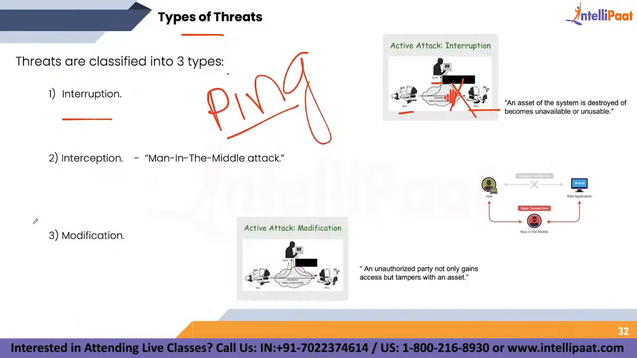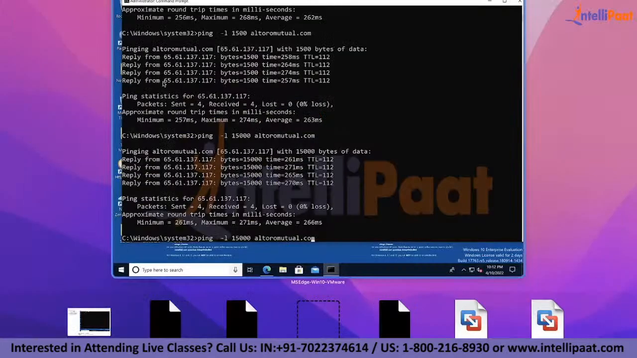So this is a kind of attack called an interrupt attack, and this is the type of threat I have used. It's an interruption threat. The attack using this threat that I have conducted is called ping of death. We can send continuous pings to a target, where it will not reply back at all.